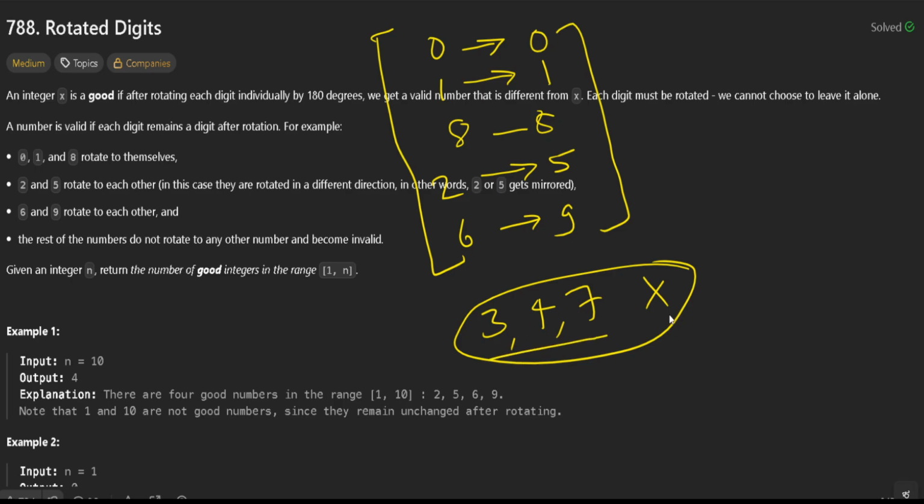3, 4, 7, we don't have the rotation. These are invalid after rotation. It will not give a result. When you find 0, 1, 8, 2 and 6, it will be called good. A number is good if all digits are valid after the rotation, meaning it is made of these digits. And the rotated number must be different from the original one. That is why.